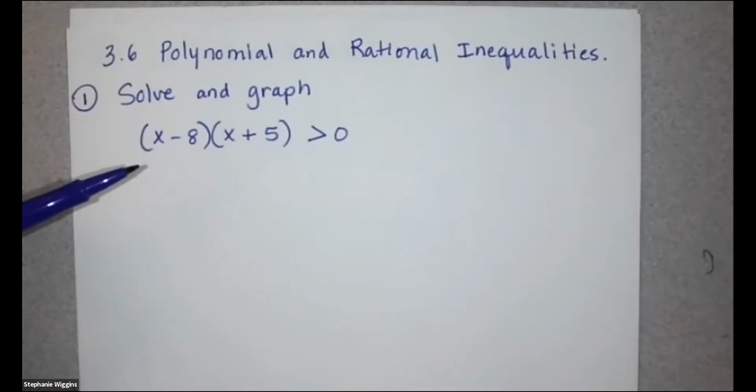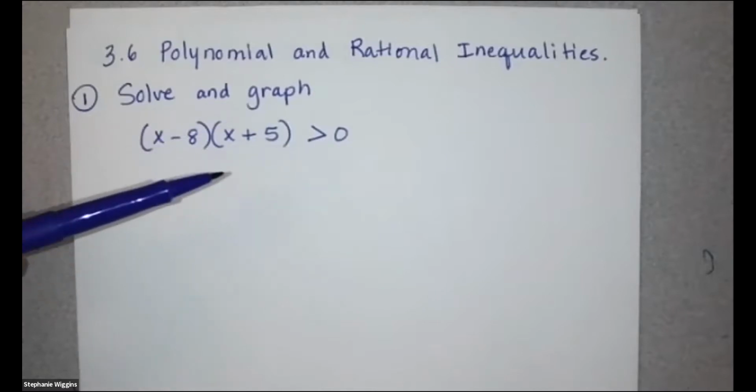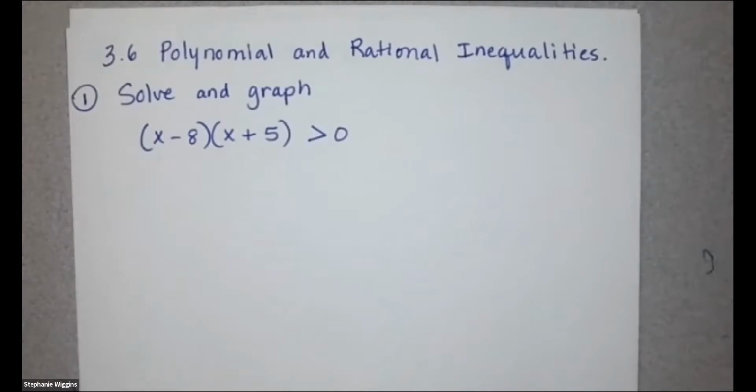And so here we have x minus 8 times x plus 5. And we want to look at the zeros of the function. The reason is because those are the points where the function changes from either positive to negative or negative to positive. Let's just take a look at a graph of this function. And again, when I say function, I mean the left side of the equation. The entire inequality is a statement about that function.